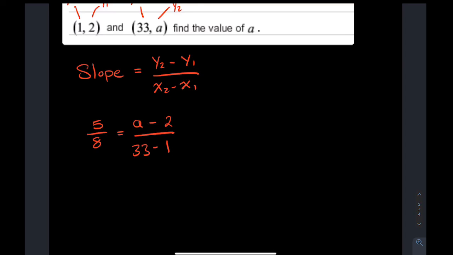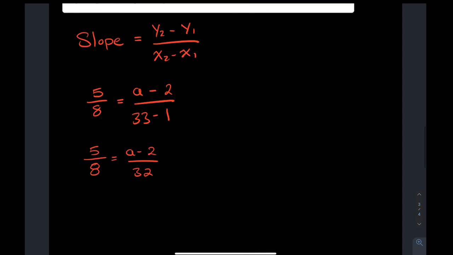And what can we simplify? We can't do anything with this, right? But we can do 33 minus 1. Let's just do that because we know what that is. That's 32, right? Over 32. And we want to find the value of a. So we need to start figuring out how to get a on its own. So what can we do? What's the easiest thing to move on this side to start getting a on its own? Well, what I would do is get rid of this 32. And since it's being divided by 32, we need to multiply by 32. So times 32 on both sides.